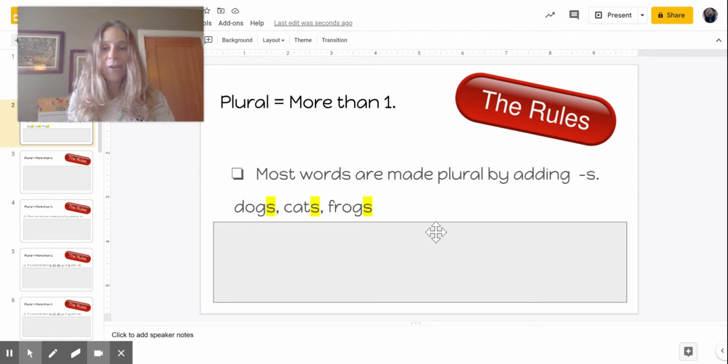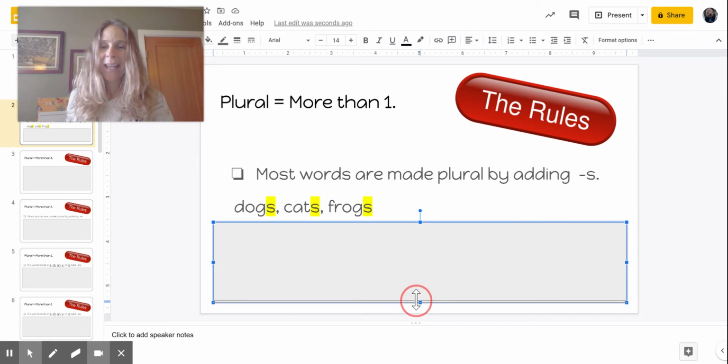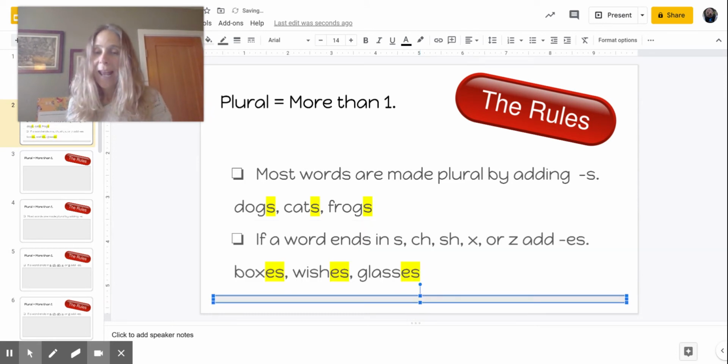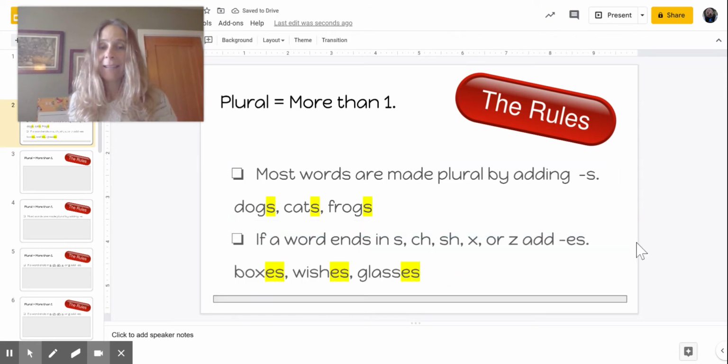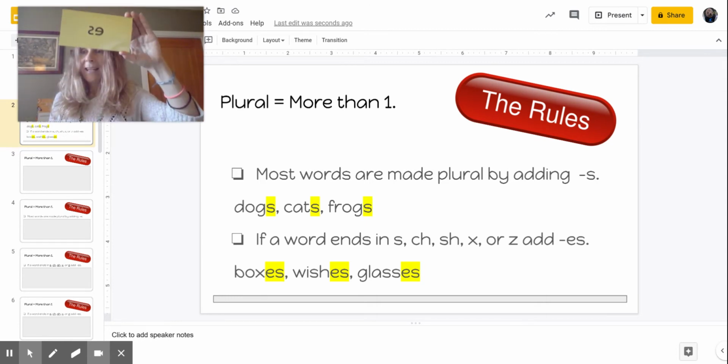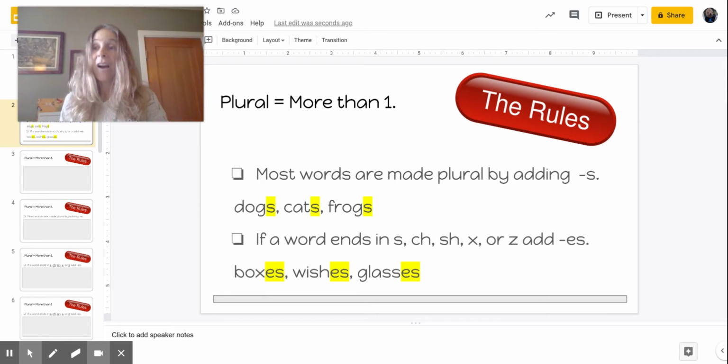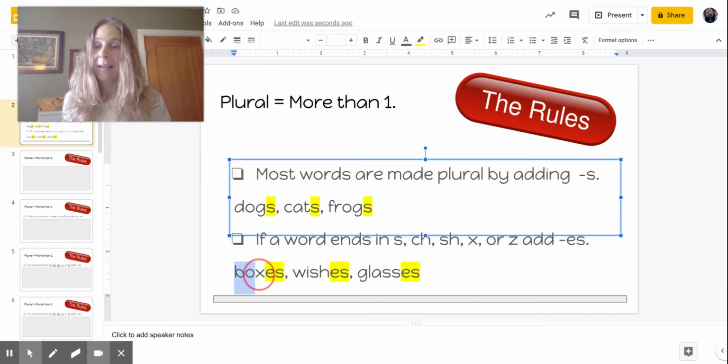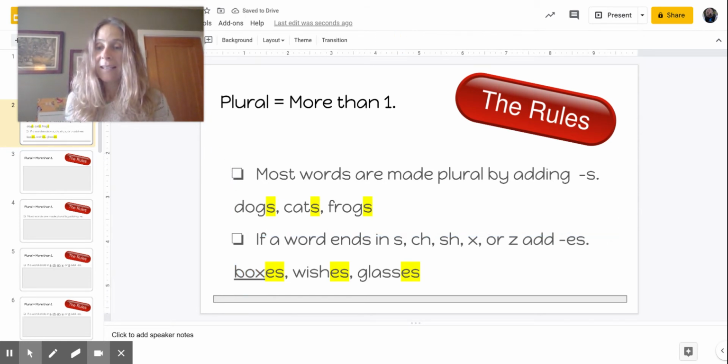And let me show you the rule for that. Here's our rule. If a word ends in S, CH, SH, X, or Z, then you add ES instead of just S. We're going to practice this a couple times. So like in the word boxes, my base word ends with an X, so I need to add an ES to the end.